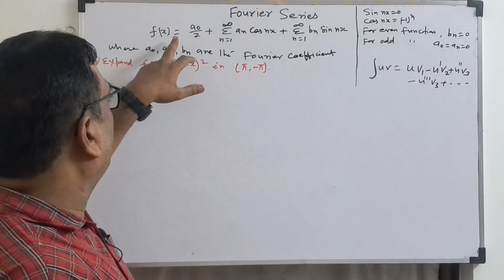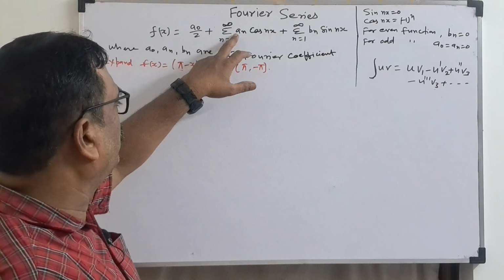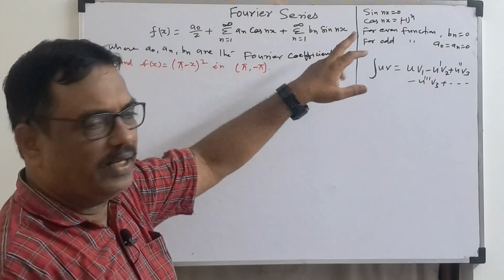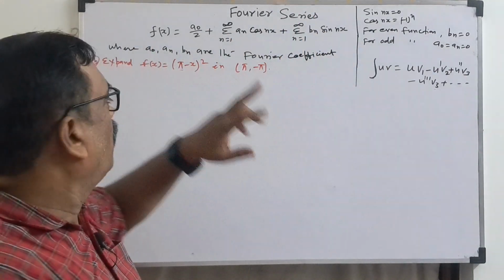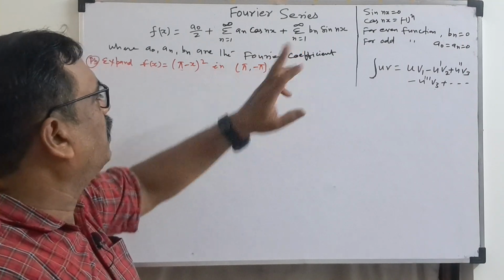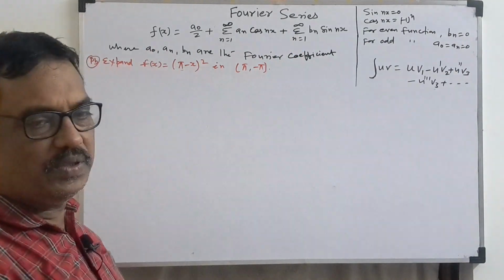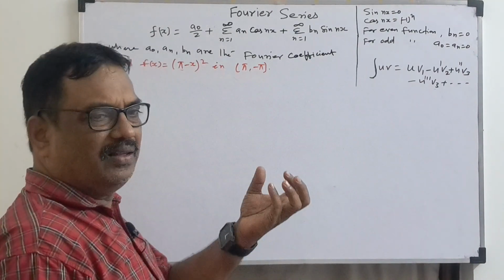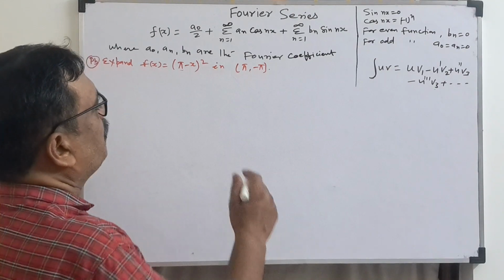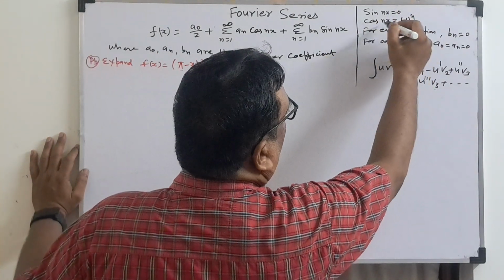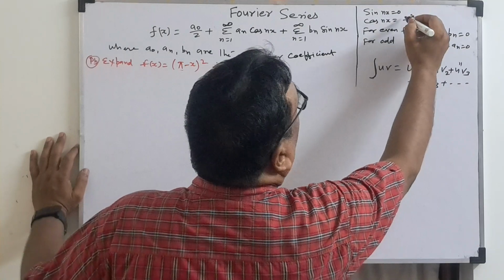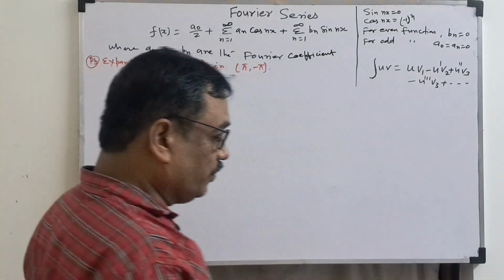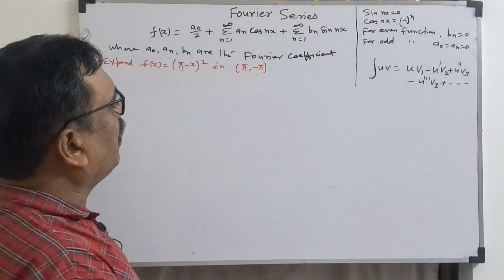So listen here. f(x) equal to a0 by 2 plus summation n equal to 1 to infinity a_n cos nx plus summation n equal to 1 to infinity b_n sin nx. This is the function of the Fourier series, where a0, a_n, b_n are the Fourier coefficients. So these Fourier coefficients we have to find out, and for that we have to integrate. Before this, some little concept is also required here. sin nx will come 0 and cos nx will come minus 1 power n. Minus 1 power n will come. Okay, so now one more thing.